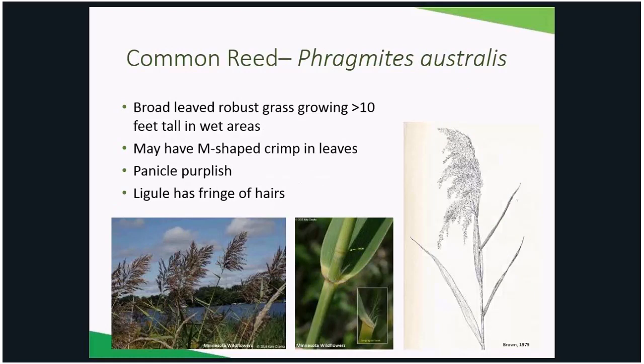Okay, common reed is our next grass, which we mostly probably recognize by the name Phragmites. This is a grass that we're probably really familiar with because it's growing all over our roadsides, especially in wet areas. And this is a very, very robust grass. Grows at least 10 feet tall, but sometimes much taller than that in wet areas.